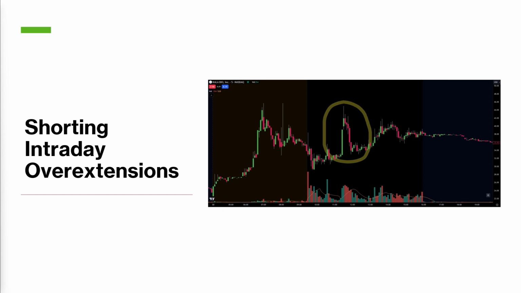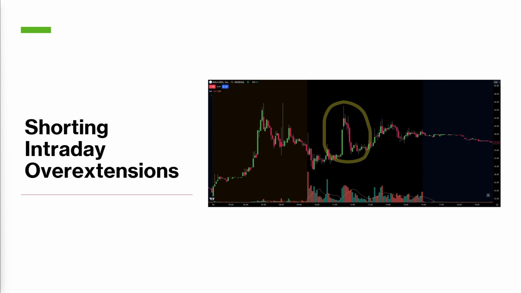Next is shorting intraday overextensions. This strategy is based on the idea that stocks sometimes move too fast and too far, and they will most likely mean revert back to the mean or have some kind of extension downwards based on that extension upwards. To use this strategy, you would look for a stock that has moved X percentage in X amount of time. So this could be 30% in 10 minutes, for example.